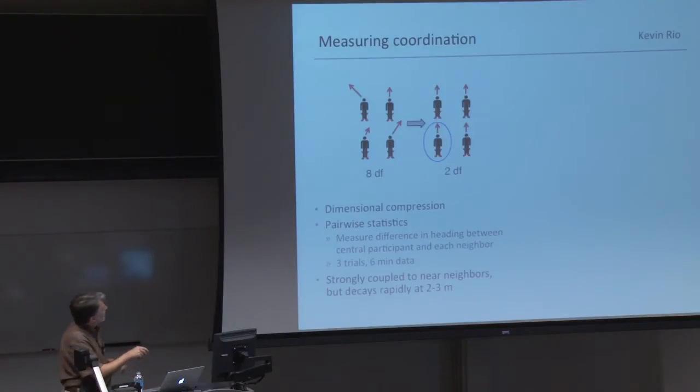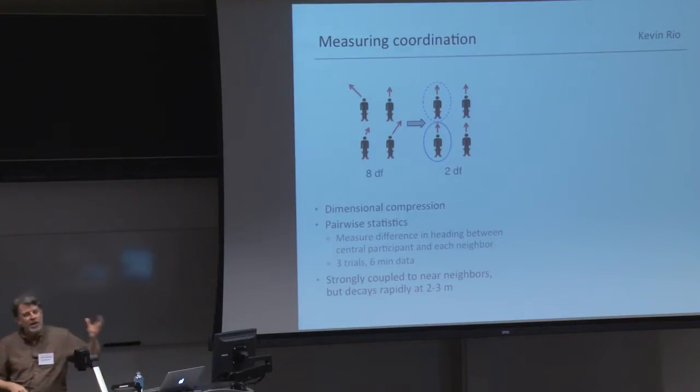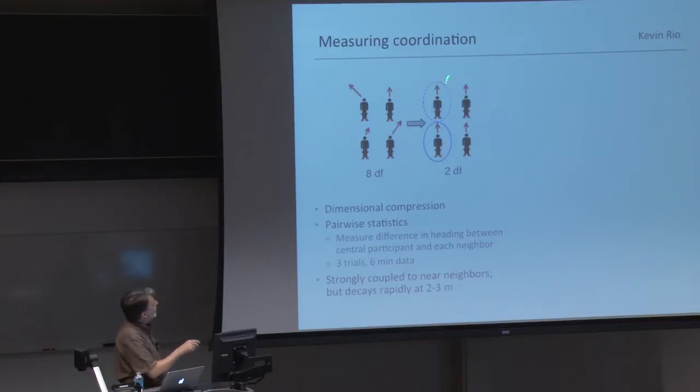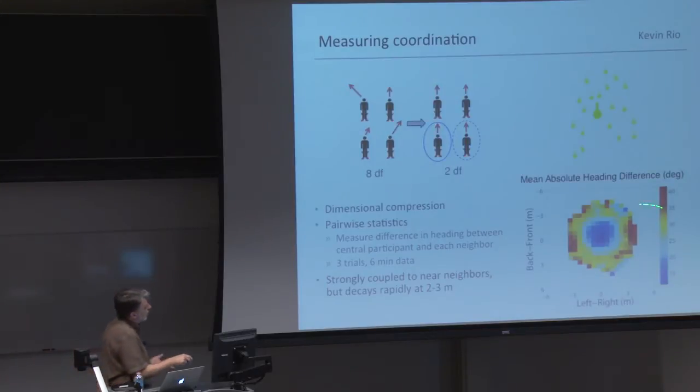So pairwise statistics. We're measuring, say, a focal individual, maybe an individual at the center of the crowd, and looking at how they coordinate with each other member of the crowd. So measure the difference in heading between these two individuals. You get a time series of the difference in heading between those two individuals or those two individuals. And so you can build up what this coupling field is like between individuals. And that's what we're plotting here.